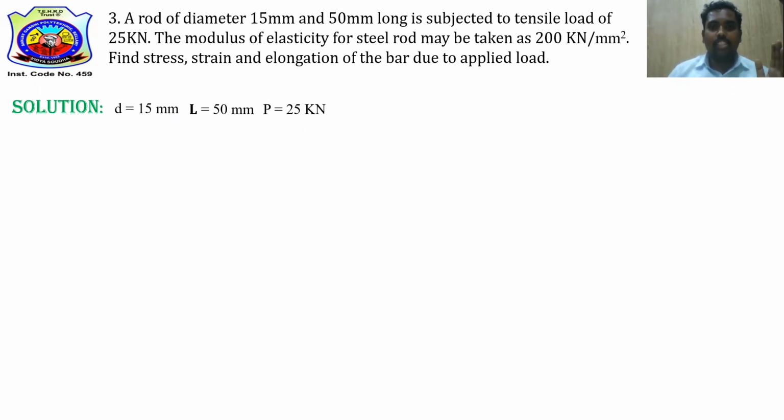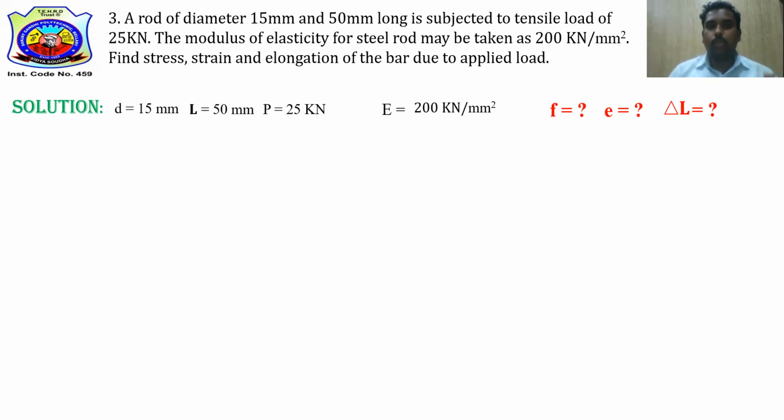The modulus of elasticity for steel rod may be taken as 200 kilonewton per mm square. This is modulus of elasticity, that is nothing but Young's modulus, capital E equals 200 kilonewton per mm square. Find stress, strain, elongation. I need to find the stress, so F equals question mark; strain, e equals question mark; then elongation, that is delta L, is question mark. Students, we are done with the given data.